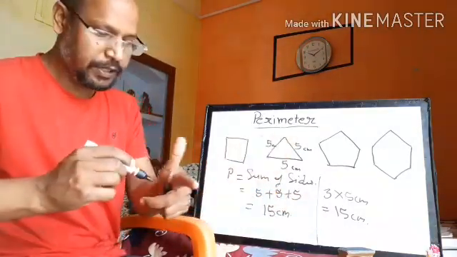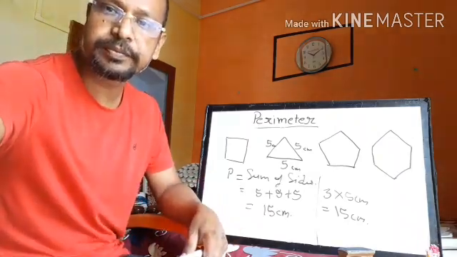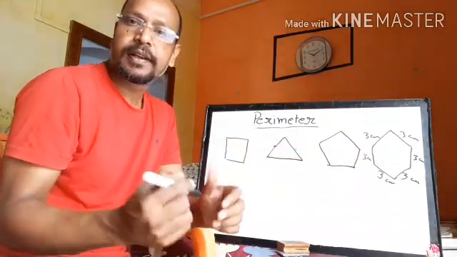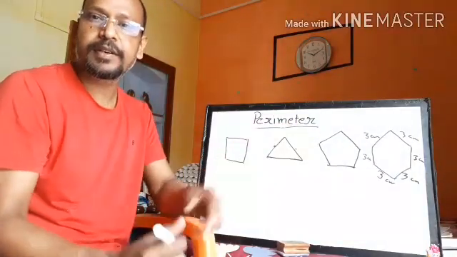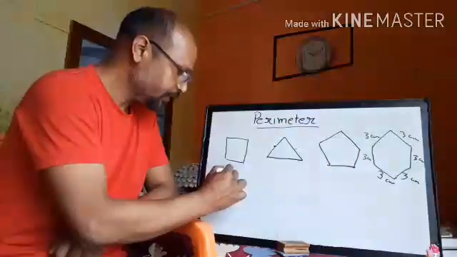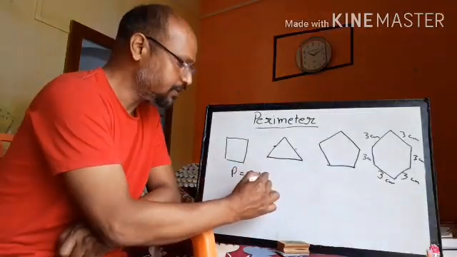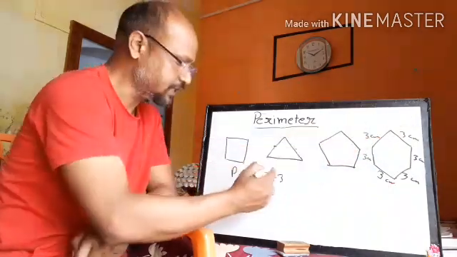Similarly, you can find the perimeter of other figures also. Suppose this hexagon has sides of 3 centimeter. The perimeter of this hexagon will be the sum of sides. Sum of sides means 3 plus 3 plus 3, and how many times? 1, 2, 3, 4, 5, 6. 6 times.